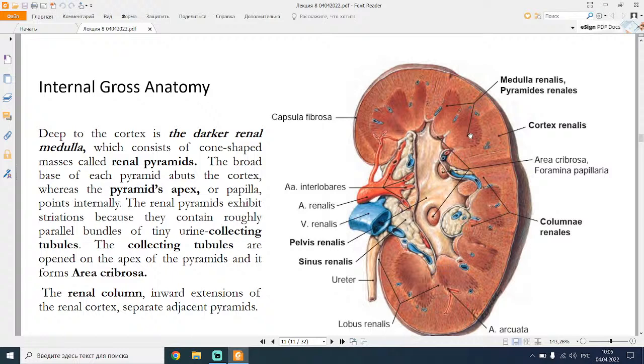The renal pyramids exhibit striation because they contain roughly parallel bundles of tiny urine-collecting tubules. The collecting tubules open on the apex of the pyramids, and it forms the area cribrosa.